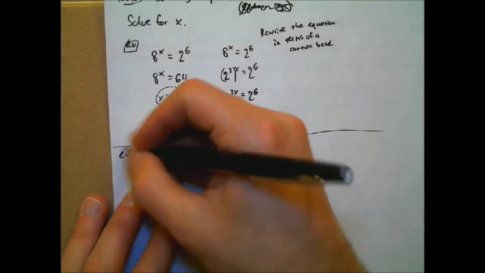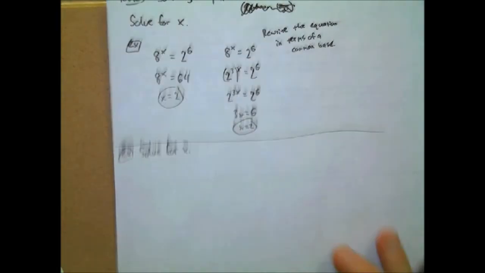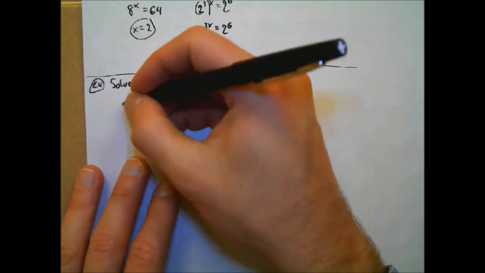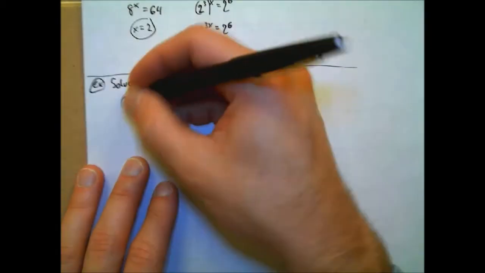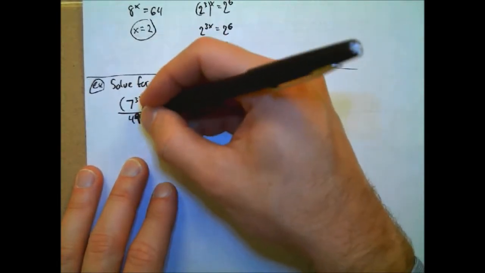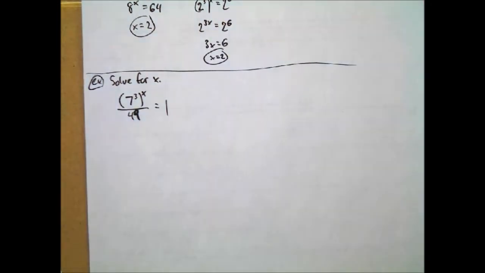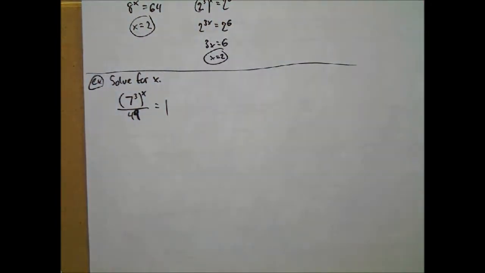We'll again solve for x will be our directions here. And let's say we've got 7 to the 3rd to the x over 49 equals 1. Can we rewrite this equation with a common base? Can this equation be rewritten with a common base? Yes? Okay. So what's our common base going to be here?